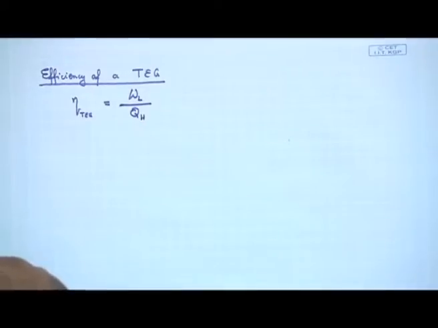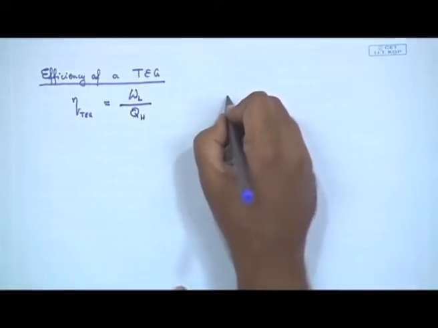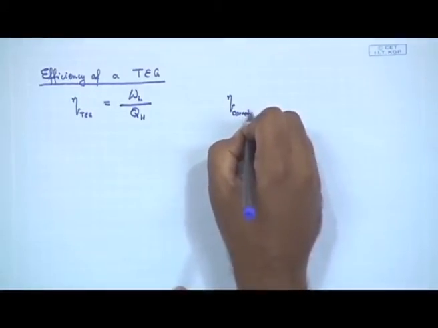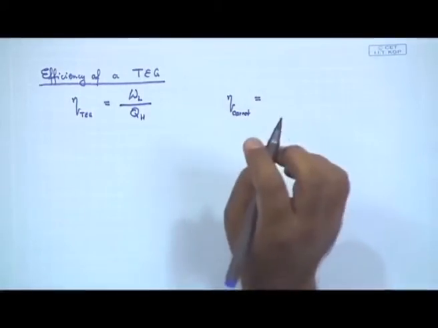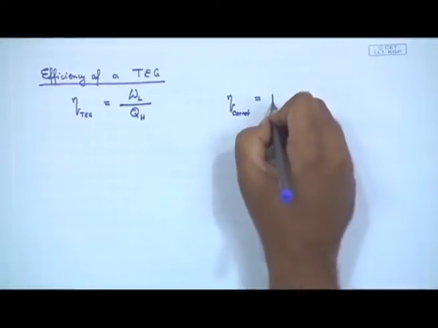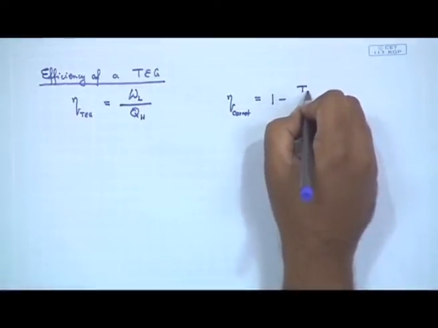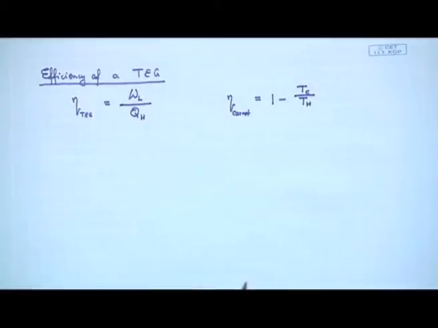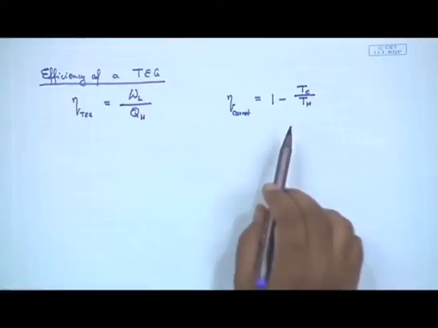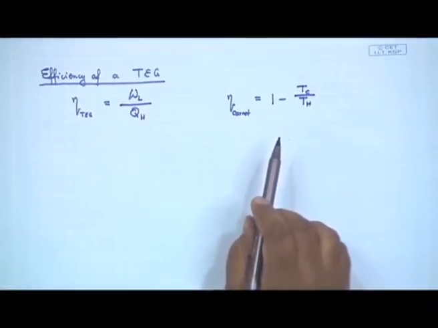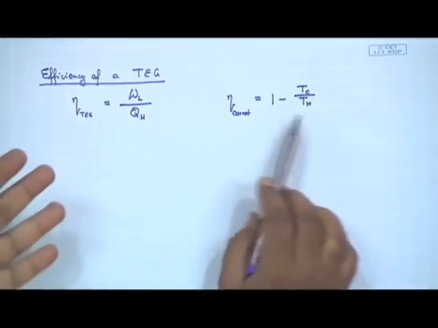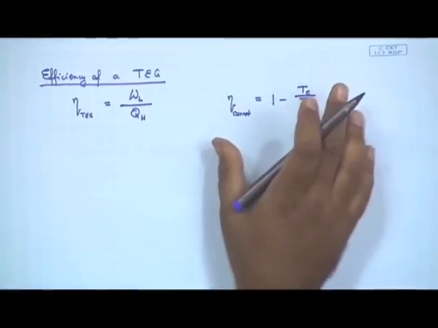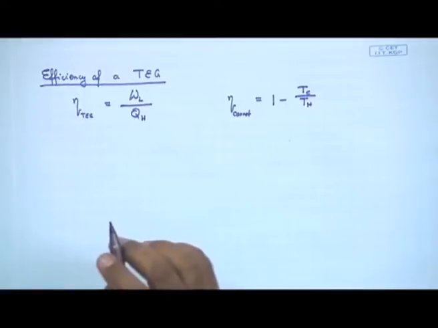Clear? Okay. Here we will also write one more thing, that eta Carnot for a thermoelectric device is going to be 1 minus Tc over Th. We know this, right. So, this is going to be the Carnot efficiency, and the thermoelectric generator efficiency will definitely be much lower than this, but at this point let us keep this in mind, and later on we are going to use it.